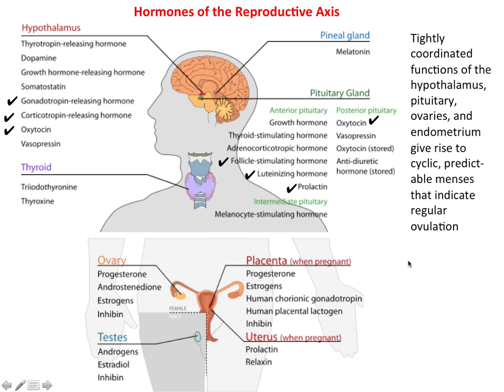So there is a tightly coordinated function of the hypothalamus, pituitary, ovary, and endometrium of the uterus that gives rise to cyclic, predictable menses that indicate regular ovulation. So there should be tight coordination between the hypothalamus, pituitary, ovary, and uterus for the regular menstrual cycle in women.